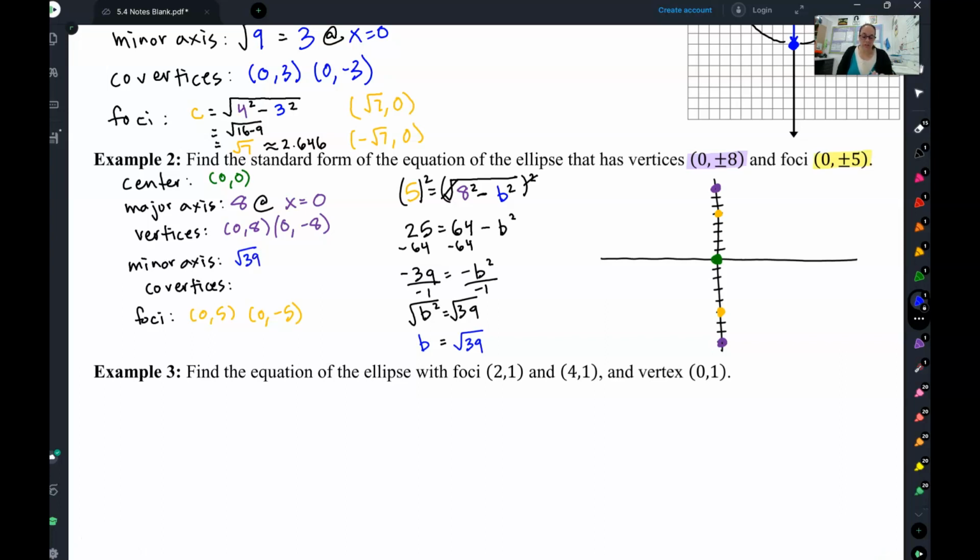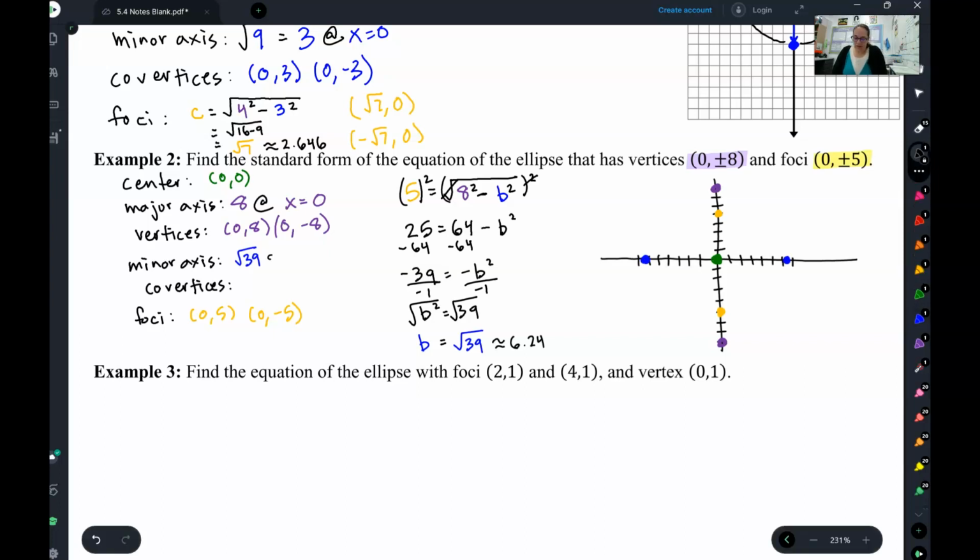And it looks like this one has got to go side to side. So I'm going to approximate what square root of 39 is as a decimal, just so it's easier to count out on my graph. Square root of 39 is about 6.24. 1, 2, 3, 4, 5, 6, 7. So 6.24 out. There's my minor axis, square root of 39 in each direction. And it looks like it lies on this line, which is going to be y equals 0. And I can label my covertices as square root of 39, 0, and negative square root of 39, 0.